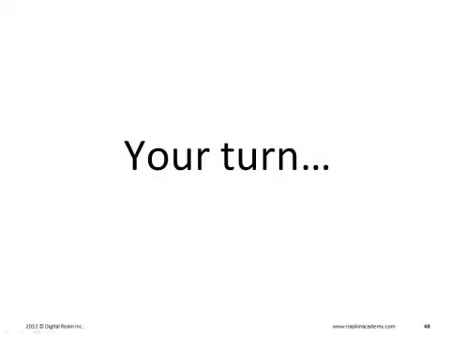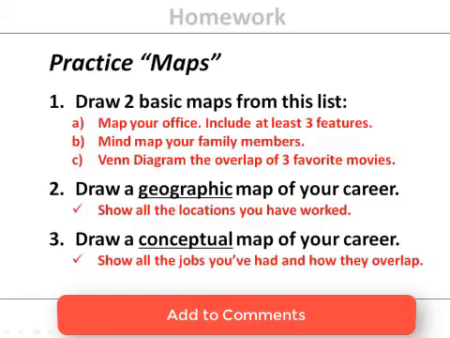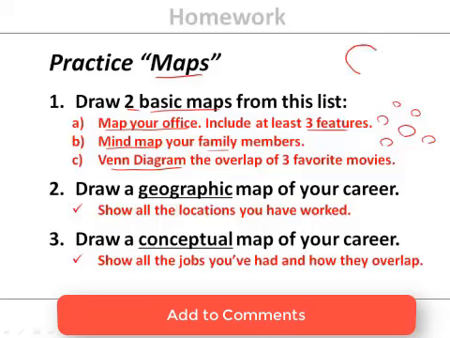Now it's your turn. Homework for maps. Here's what I'd like you to do. Practice a couple of maps. First off, as a warm-up, I'd like you to draw 2 basic maps from this list. Either make a map of your office, including at least 3 features. Create a mind map of your family. What might that look like? Well, here's me, here's my sister, here's my wife, here's my brother, here's my father, here's my mother. Or maybe you draw a Venn diagram of 3 favorite movies. Oh, that's interesting. Let's try that one. What's the overlap of 3 of my favorite movies? Those are our warm-up maps.